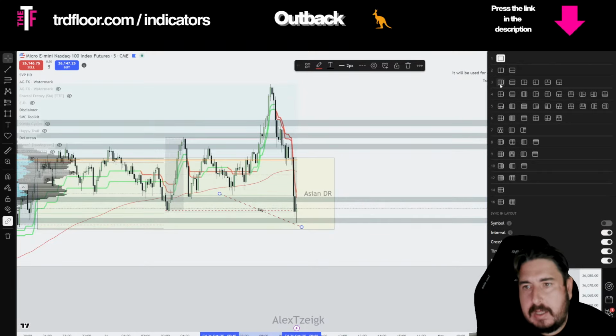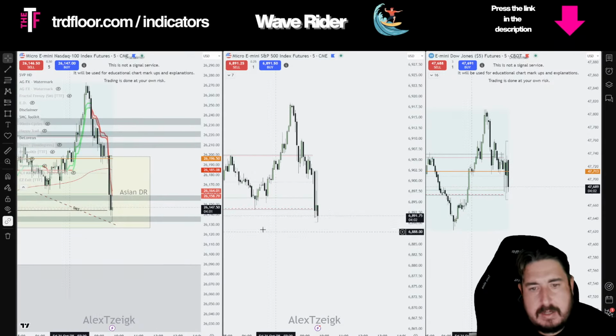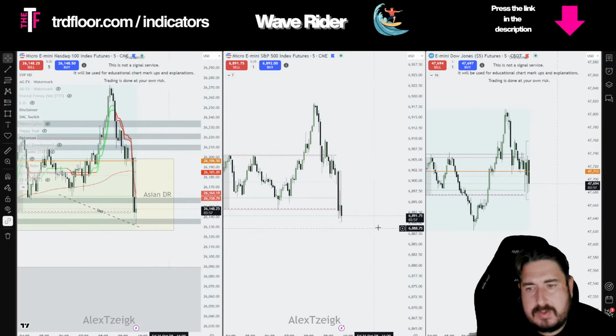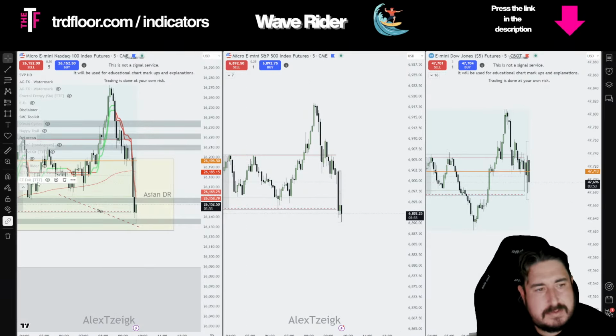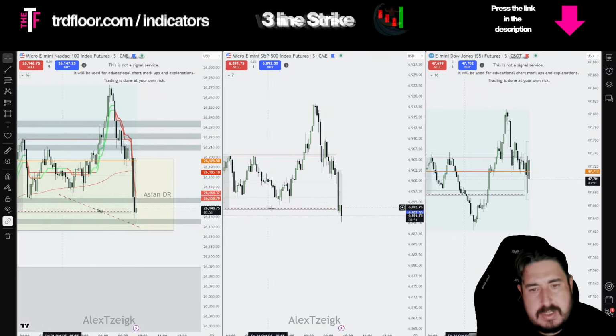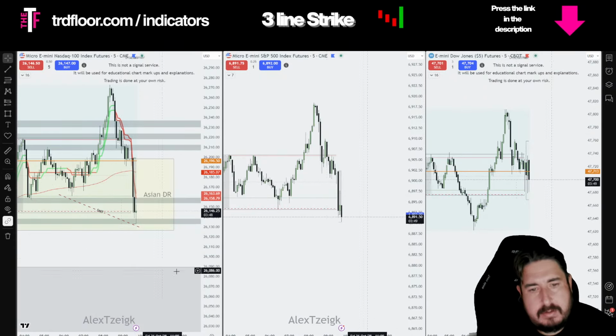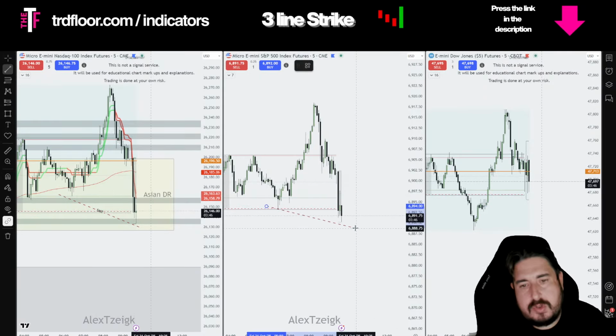I want to keep an eye on the SMTs over here, how the SMT is playing out. We still have the SMT. You see the divergence between, let me mark it also.